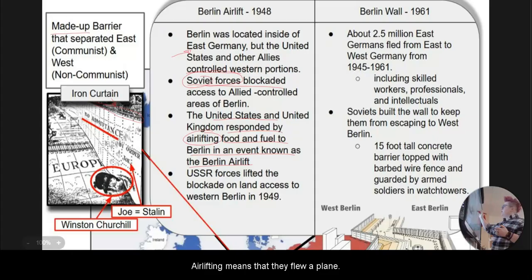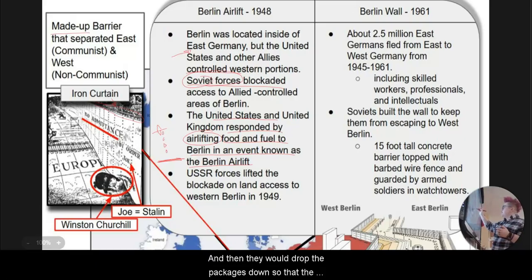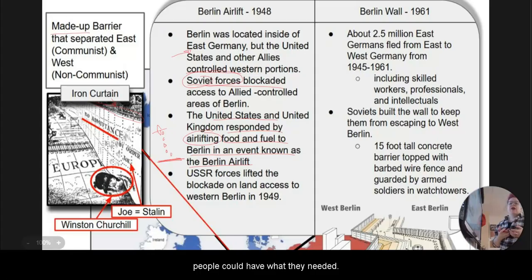Airlifting means that they flew a plane. So if this was the land, they would fly a plane over. I know you're all loving my planes. And then they would drop the packages down so that the people could have what they needed. They never actually landed the planes. The Berlin Airlift lasts for a year. They have to do this.